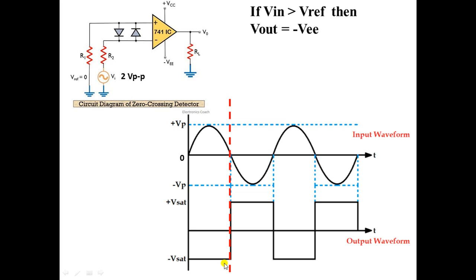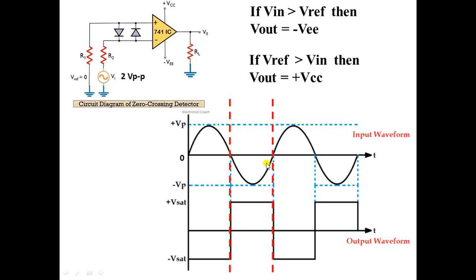Fine. Okay. Now let's consider this interval. What we have seen, if V reference is greater than V in, then V out is equal to plus VCC. So consider this interval from pi to 2 pi, or 180 degrees to 360 degrees, this is your negative half cycle.